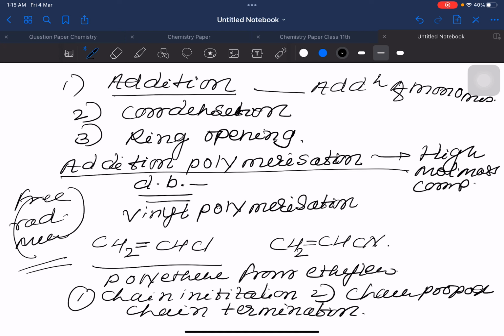The third type of polymerization is ring opening. Cyclic compounds like cyclic ethers and lactones polymerize by ring opening polymerization. Strong acids and strong bases catalyze this reaction. And the next classification is the classification of polymers on the basis of intermolecular forces.